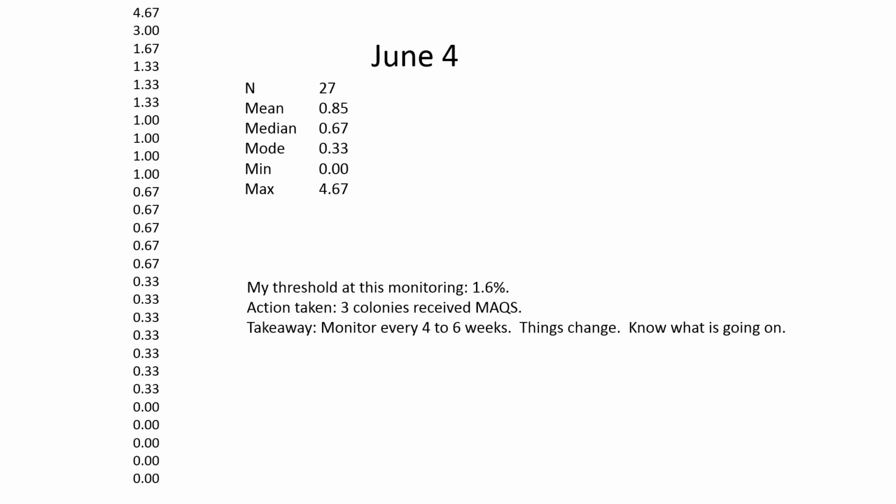My threshold at this monitoring was 1.6%, so anything above 1.6% did get a treatment. They got Mite Away Quick Strips here. I guess the takeaway from this one was stay on it, keep monitoring every 4 to 6 weeks, because things do change, and it's important to know what's going on so you can make good decisions.